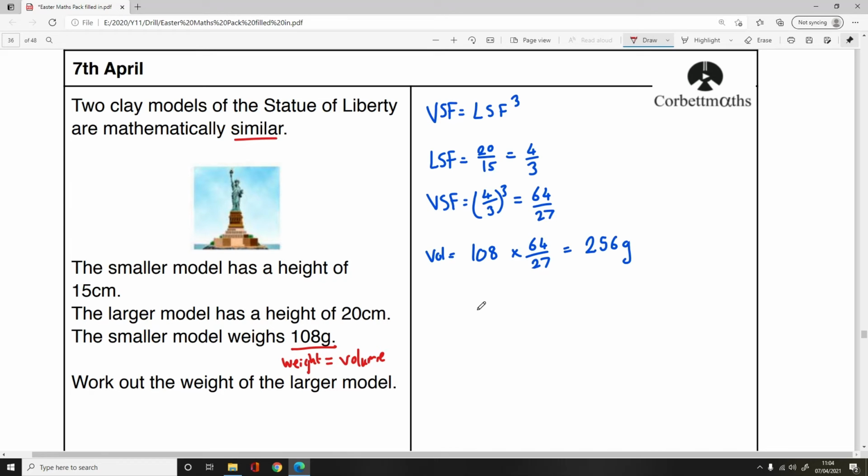Smaller model is 15, larger model is 20, so we work out the length scale factor, dividing one by the other, 4/3. And then we work out the volume scale factor by cubing that. Remember, if it was area scale factor, we'd need to square, but it's volume scale factor, so we cube. And then we multiply the volume of the small model by that to get 256 grams, which is a nice whole number. You'll notice I've kept these as fractions rather than decimals. That just means you make less rounding errors. If you'd written 1.3 here, you'd be a little bit off by now.